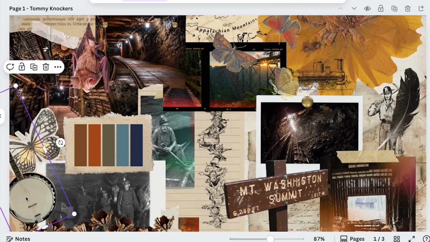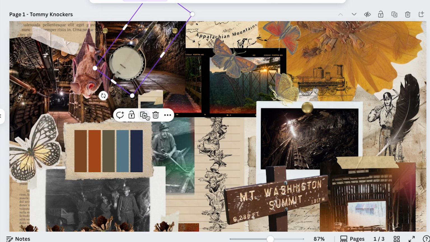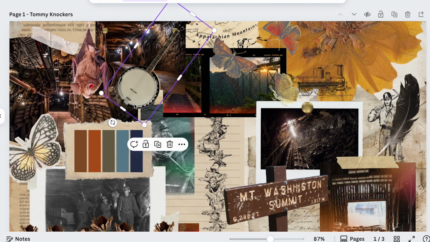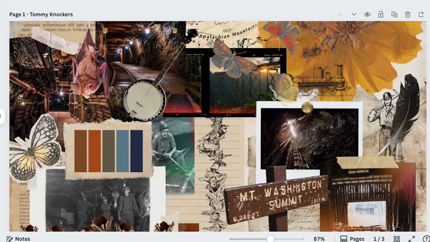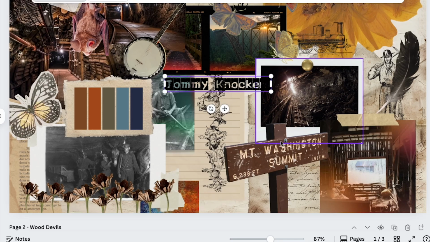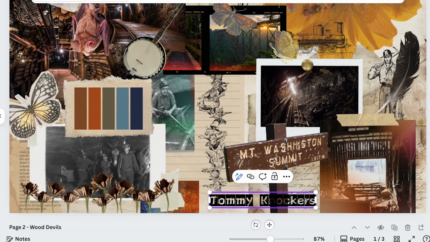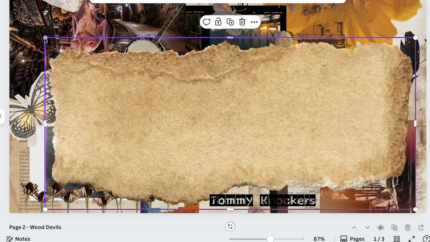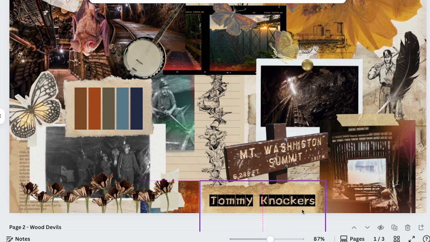I also added a bat because the version of Tommyknockers that I interpreted them as was more bat-like rather than gnome-like. I wanted them to be these evolved creatures that were more humanoid. However, I still have a depiction of sprite-like creatures in the notebook pages so that they both are alluded to.